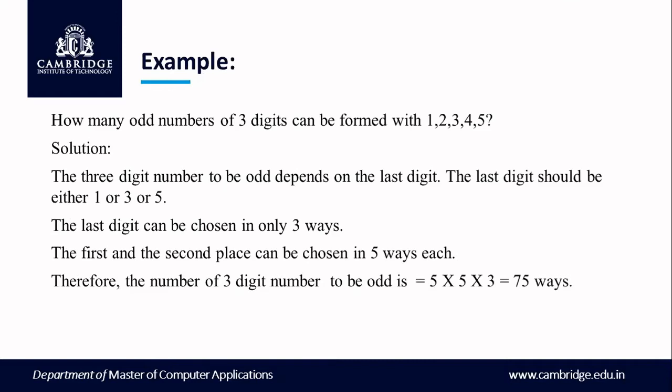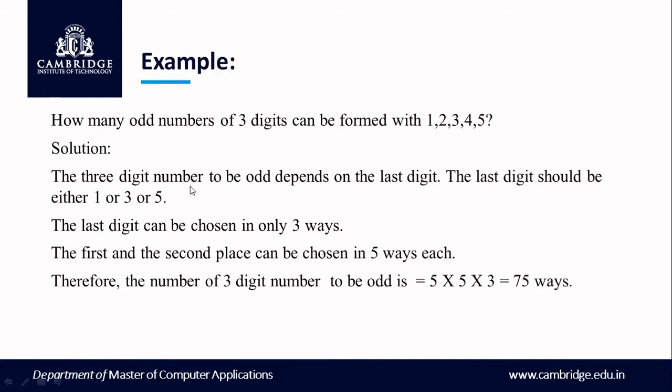This is a different example. First, understand the question. How many odd numbers of 3 digits can be formed with the digits 1, 2, 3, 4 and 5? It's a 5-digit number. You want to form only a 3-digit number. So can I say my n is 5 and r is 3? Yes, of course. But another extra question which is given is, how many odd numbers of 3 digits can be formed? So I want to find out only the odd numbers.